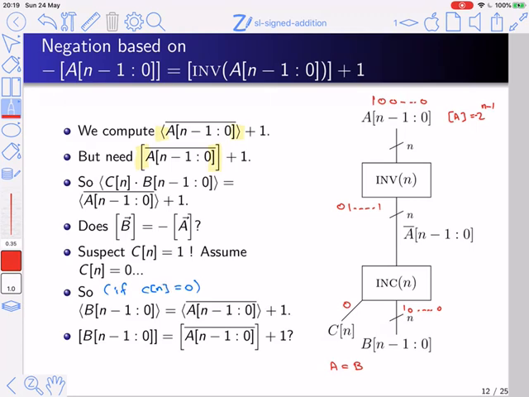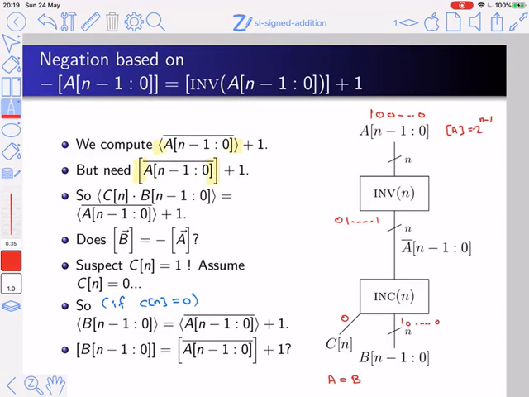So you may ask, is this the only example in which this circuit makes a mistake? Are there other examples in which this circuit makes a mistake?